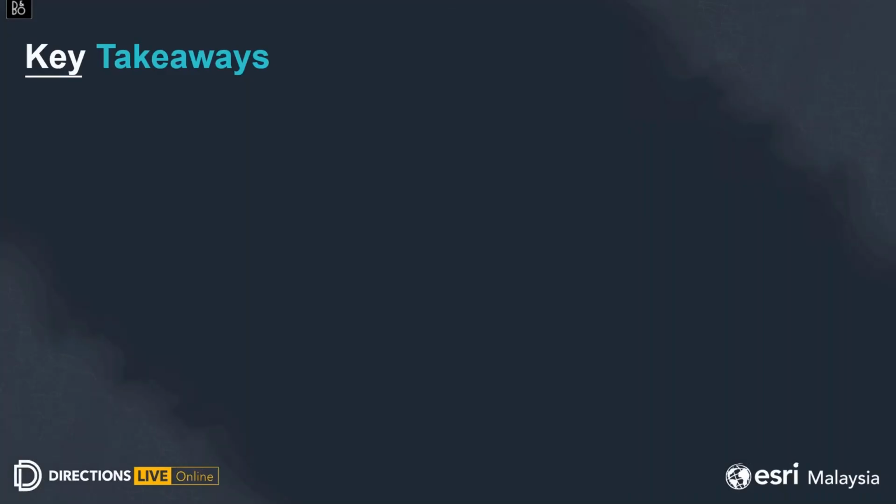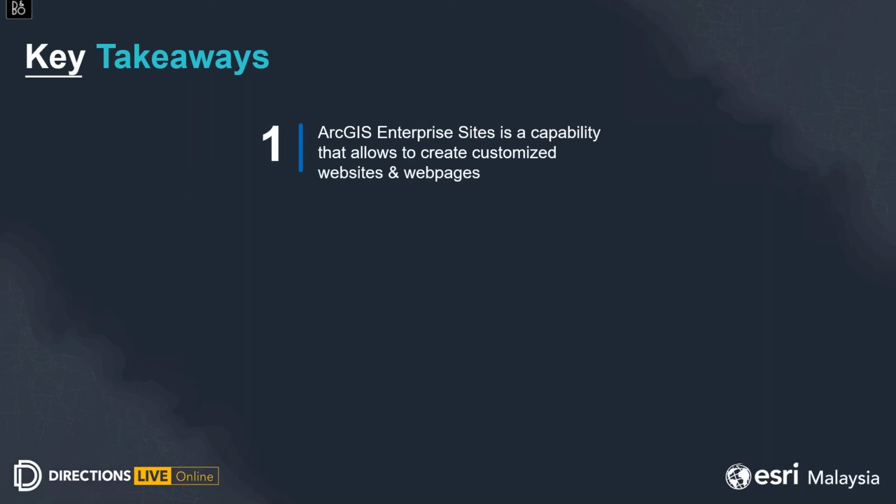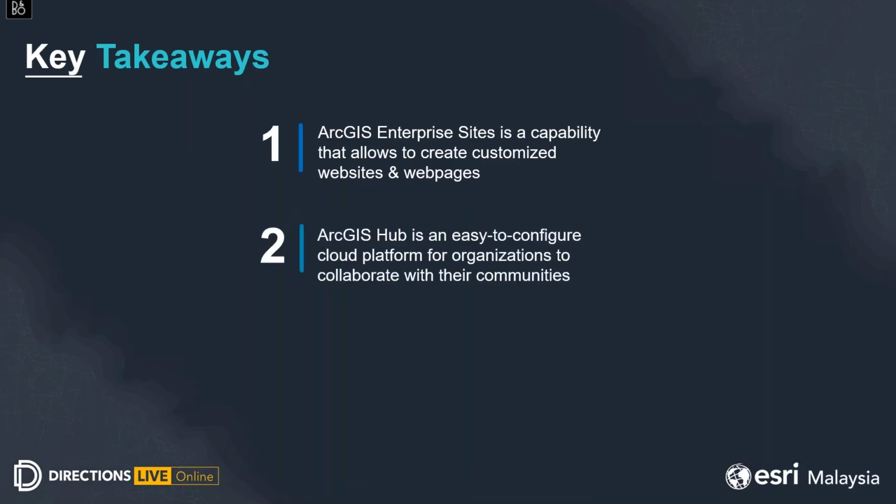So actually, in summary, there are three key takeaways that we can take from this session. The first one, ArcGIS Enterprise Sites is a capability that allows you to create customized websites and web pages using the ArcGIS Enterprise platform. The second one, ArcGIS Hub is an easy to configure cloud platform for organizations to collaborate with their communities. And then the third one, hub and sites are used as a communication bridge.